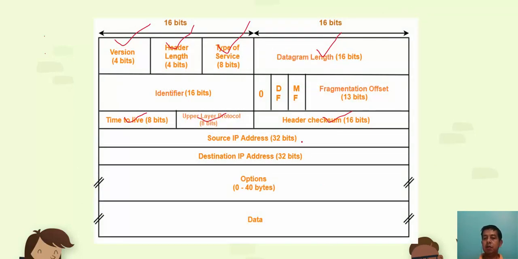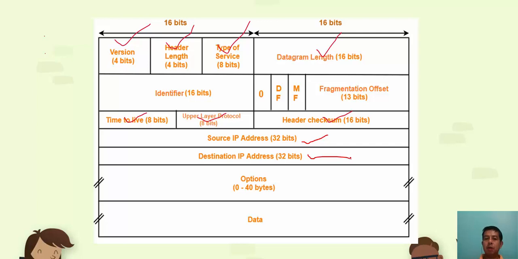Now the next two header fields, source IP address and destination IP address, we have discussed in detail in the previous two lectures. So if you have not gone through the previous two lectures, I strongly advise you to go through them to understand the IPv4 addressing scheme.